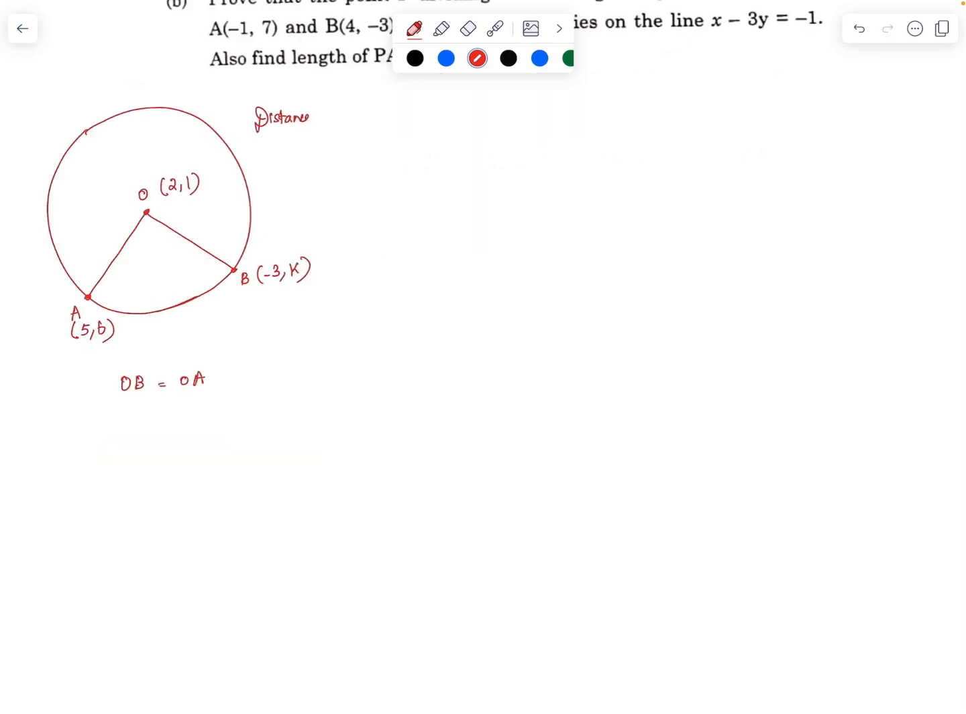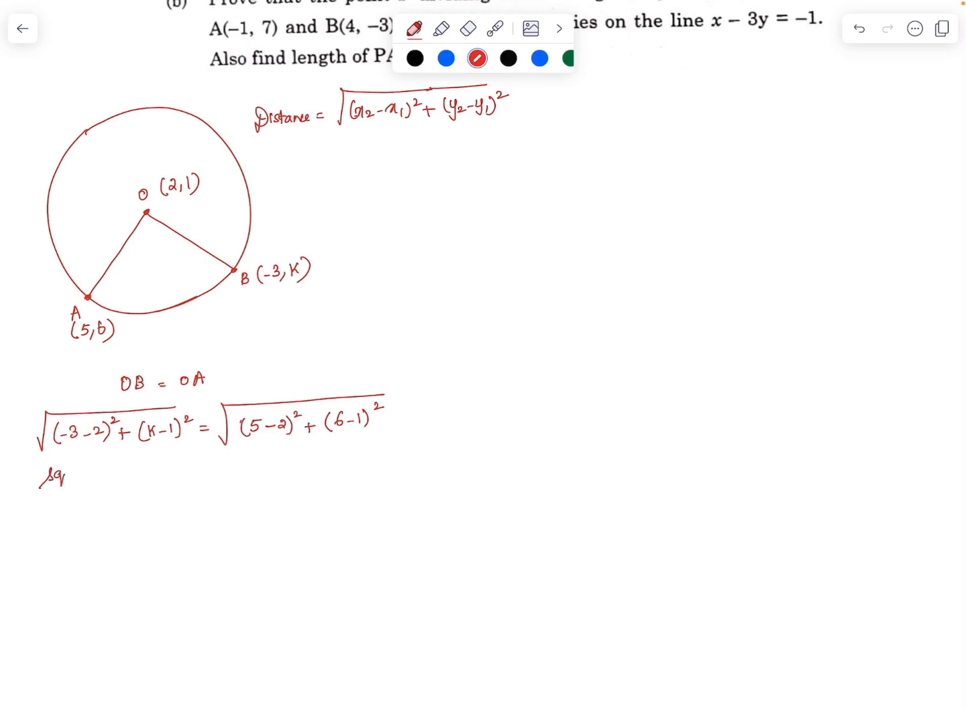Distance formula is given by square root of (x2 minus x1) the whole square plus (y2 minus y1) the whole square. The coordinates of B can be considered as x2, y2 and the coordinates of O is x1, y1. So the length OB is square root of (-3 minus 2) the whole square plus (k minus 1) the whole square, which is equal to, same way for OA, let's take A as x2, y2 and O as x1, y1. So root of (5 minus 2) the whole square plus (6 minus 1) the whole square.